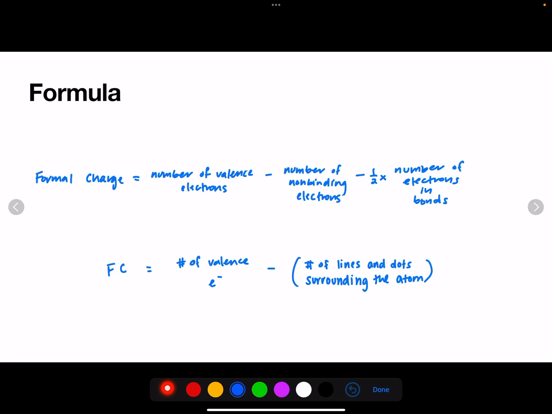Now, to calculate formal charge, we're going to take the number of valence electrons and subtract the number of non-binding electrons, or lone pairs, those will be dots on our Lewis structure, minus 1/2 times the number of electrons in bonds, binding electrons, and those will be the bonds between the atoms that you see. And an easier way to calculate this is to take the number of valence electrons and just subtract the number of lines and dots surrounding that atom in the molecule.